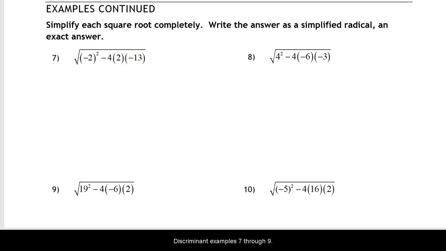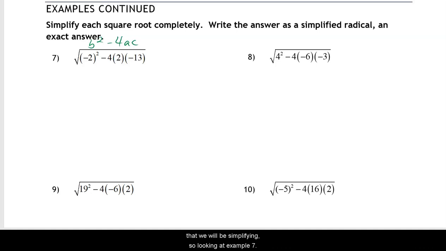Discriminant examples 7 through 9. So for these we are simplifying the discriminant portion of the quadratic formula. That would be the b squared minus 4ac part of that quadratic formula that we will be simplifying.